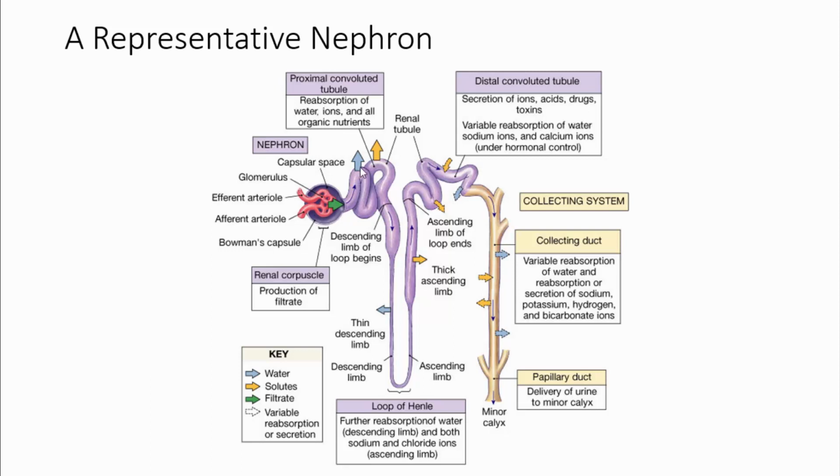From there, we have the proximal convoluted tubule. We have the loop of Henle, which is going to have a descending limb of the loop of Henle. Here's the loop. Here's the ascending limb of the loop of Henle. And then here's the distal convoluted tubule, and that is going to feed into the collecting ducts. And multiple collecting ducts will feed in together here into the papillary duct, which delivers urine into the minor calyx.